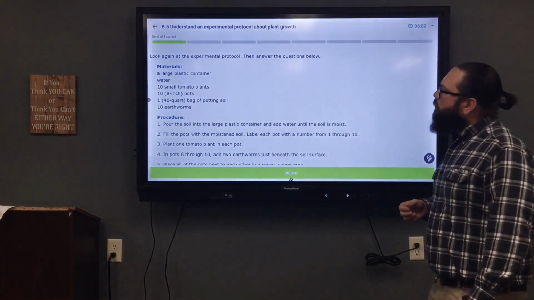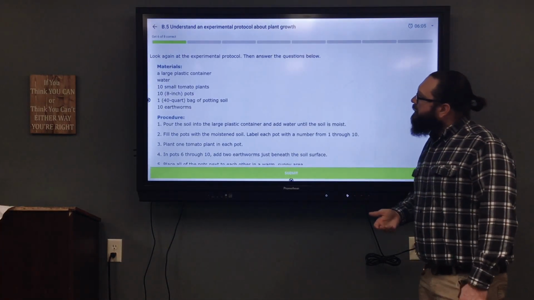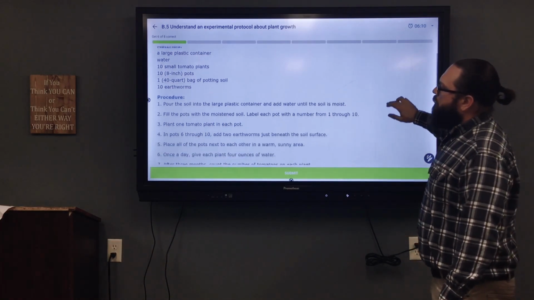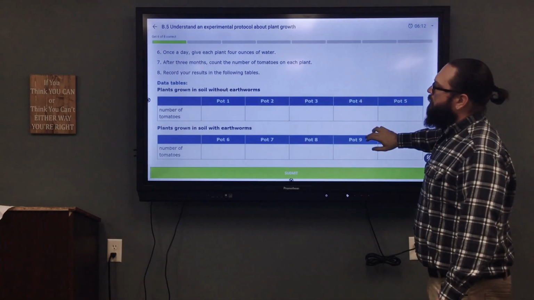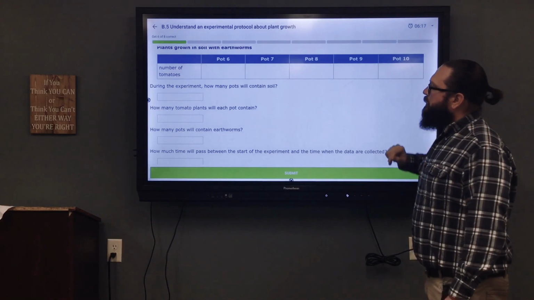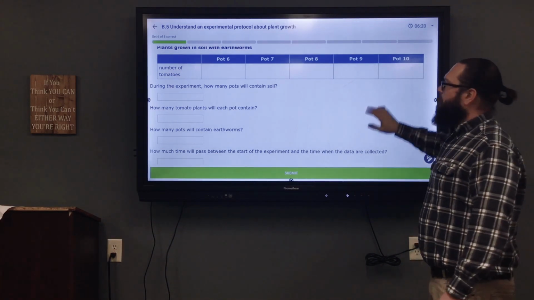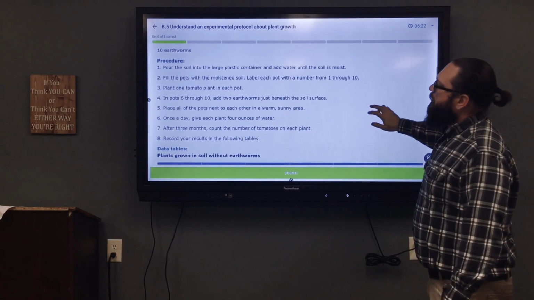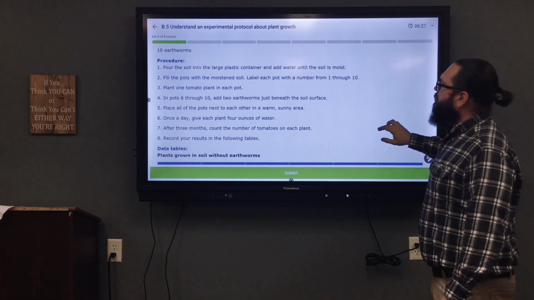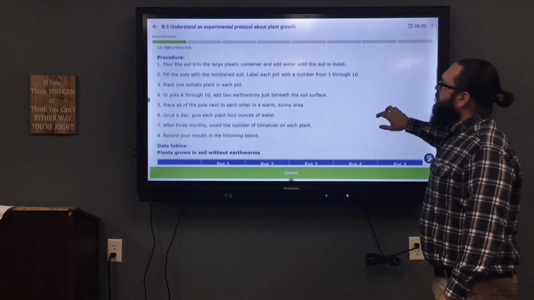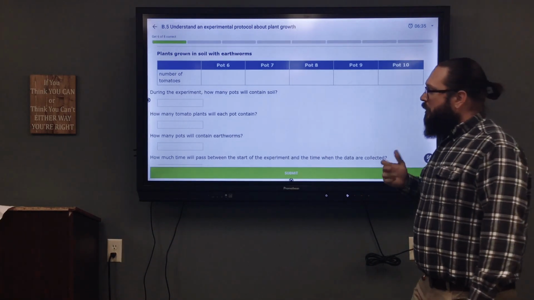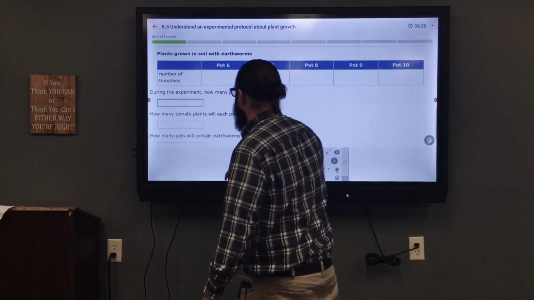In our next question, we're asked to look at the protocol again and then answer a series of questions. So, of course, our protocol includes the materials, the steps for the procedure, the data tables. So during the experiment, how many pots will contain soil? So if you look at procedure step 2, fill the pots with moistened soil, label each pot with a number from 1 through 10. According to the information that we were given, 10 pots will contain soil.